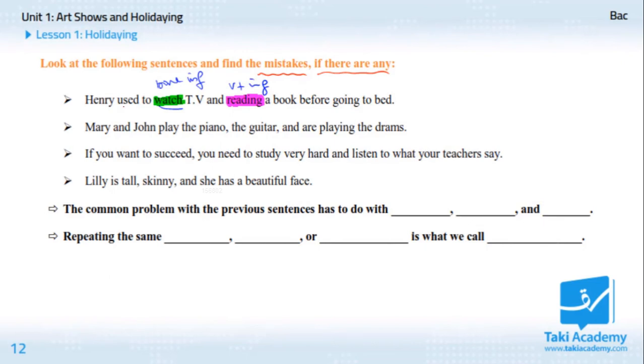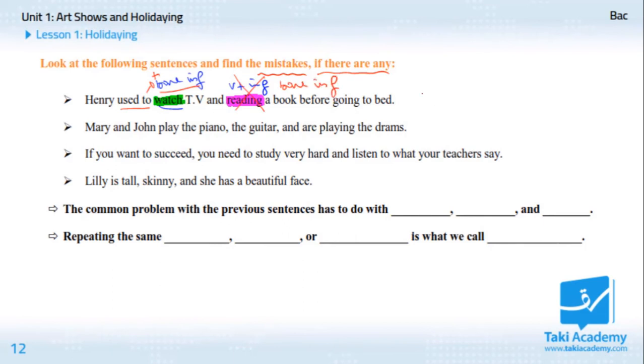I have Henry used to. Used to should be followed by bare infinitive. So used to plus bare infinitive and not plus verb plus ing. Here I have bare infinitive. So here I should have bare infinitive too.